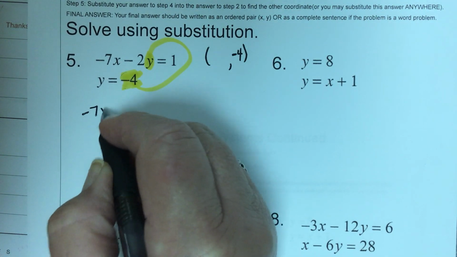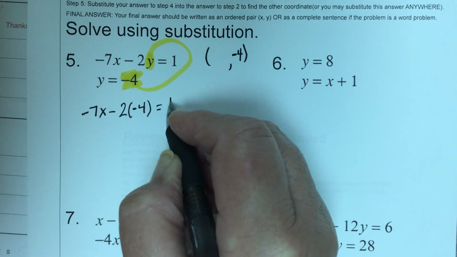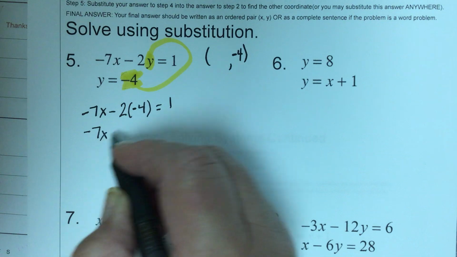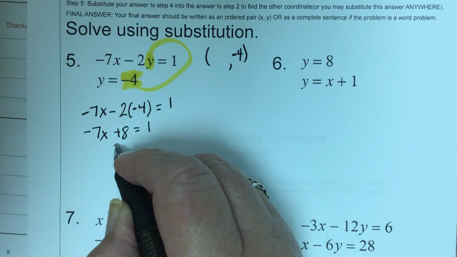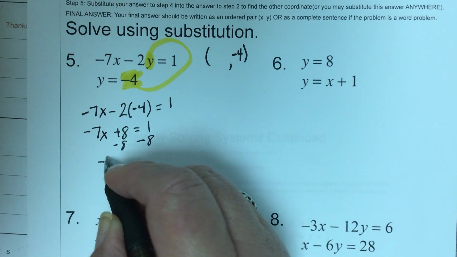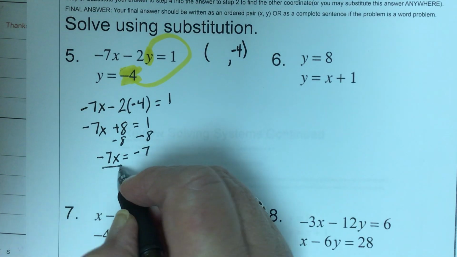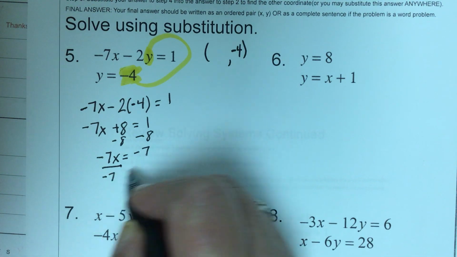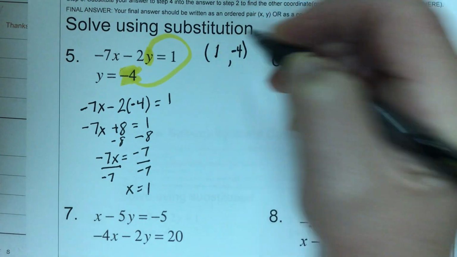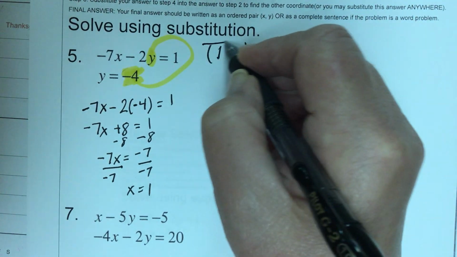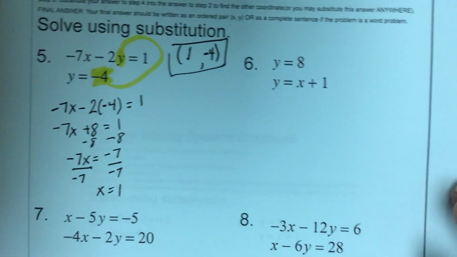So -7x minus 2 times -4 equals 1. -7x plus 8, negative times a negative is a positive, equals 1. Subtract 8 from both sides. -7x equals -7. Divide by -7. X equals +1. +1, -4 is the answer to number 5, solving using substitution.